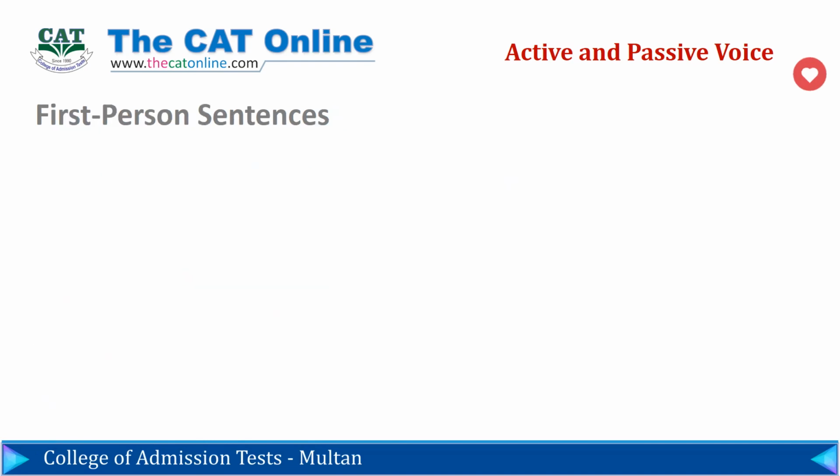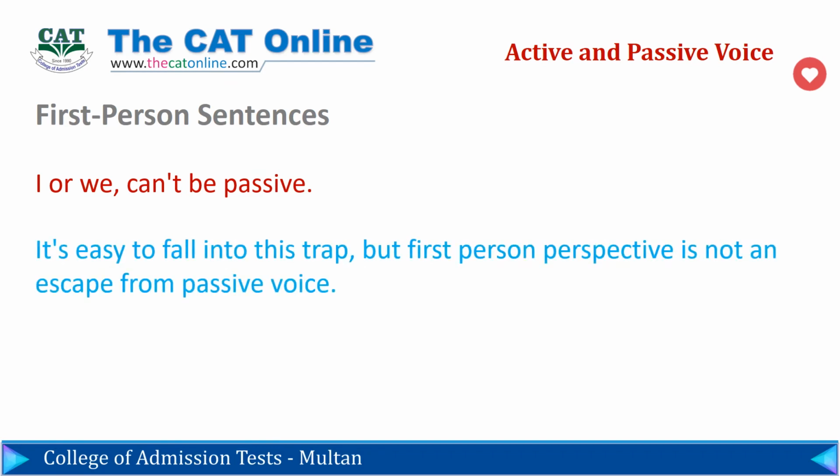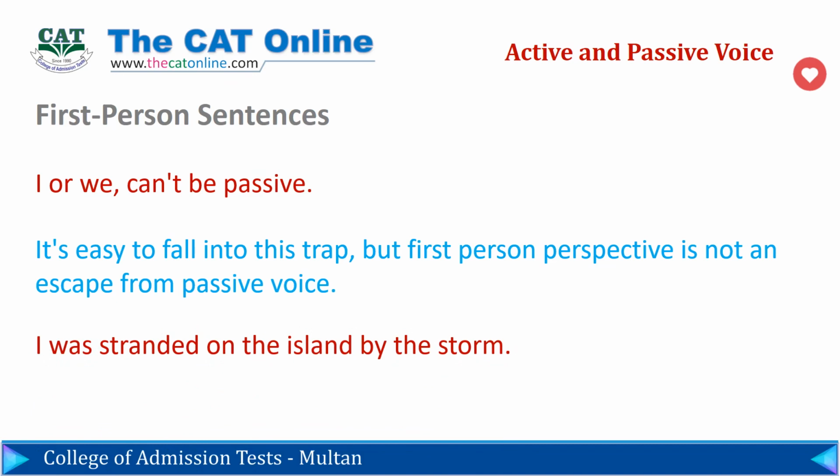First-person sentences. It's a pretty common belief that sentences in the first person, I or we, can't be passive. After all, if I'm doing it, it can't be unclear who's performing the action, right? It's easy to fall into this trap, but first-person perspective is not an escape from passive voice. For instance, I was stranded on the island by the storm is passive. You're not stranding yourself on the island. The storm is performing the action of stranding you. To make it active, change it to: the storm stranded me on the island.